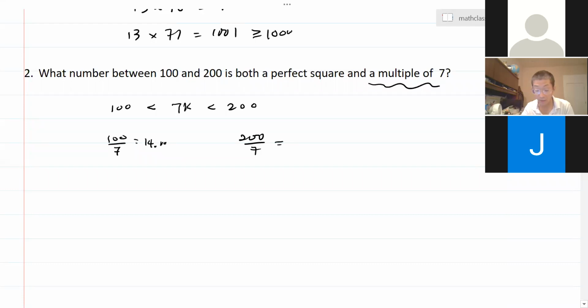And 200 divided by 7 is going to be 28 point something. So my K is between those two numbers. So possible values for K are going to be 15, 16, 17, and all the way to 28. Okay. So 7 times one of these numbers should be a perfect square.